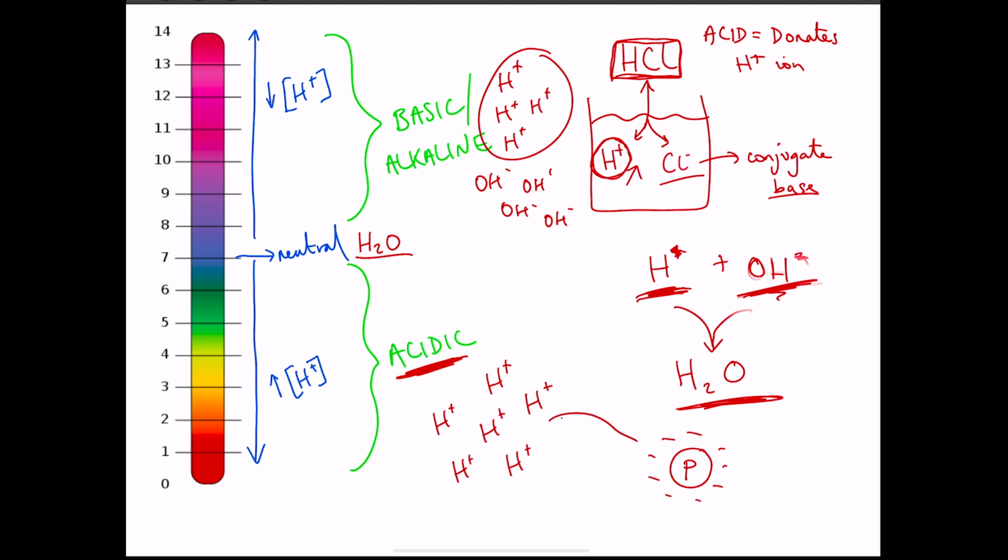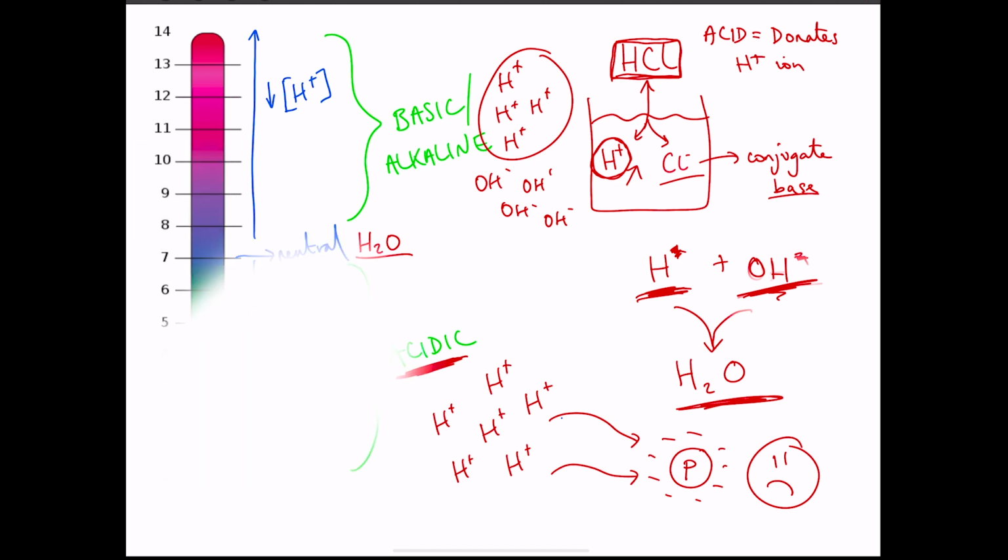So hydrogen will come along and steal the electrons from protein. And what does that do? It damages the proteins. And everything in our body is made from proteins. So if your blood or fluid in the body becomes too acidic, the proteins get damaged. So we need mechanisms in the body to resist these drastic changes in pH. And that's what I want to talk about now.